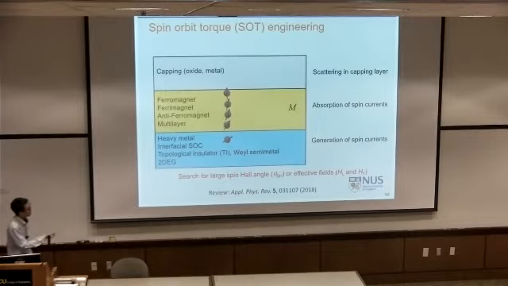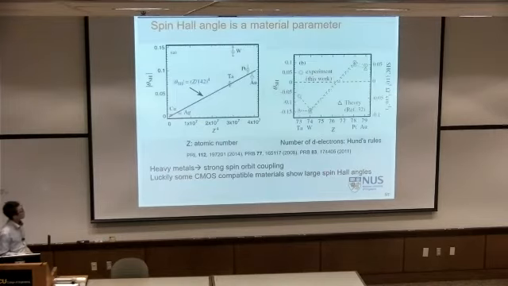So basically, we want to have a system or some kind of material which can give us a very large effective spin-orbit angle or large effective SOT fields. So that is our motivation. So spin Hall angle is a material parameter, and this is a theoretical calculation paper.